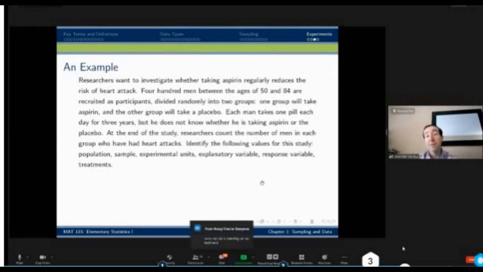All right, what are the experimental units? Each person? Right, which people though? Each person in the study? Right, each of the 400 people in the sample is an experimental unit. What is the explanatory variable here?